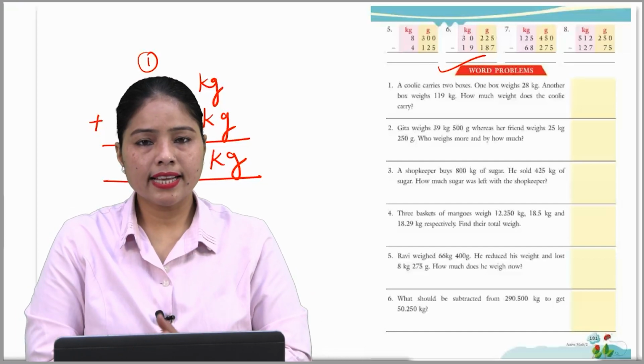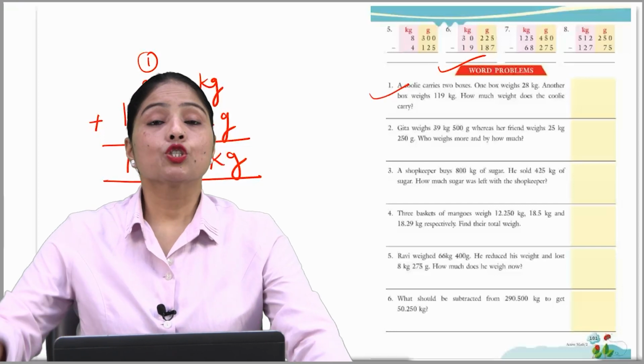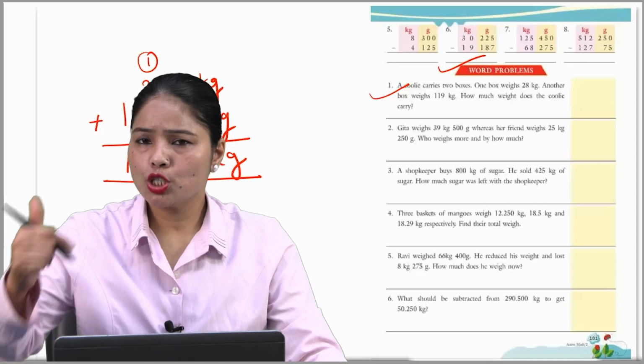So these are the other examples. You have to fill them in on your own, beta. Okay. I hope you understood well. So with this we ended the chapter. Just do practice well.